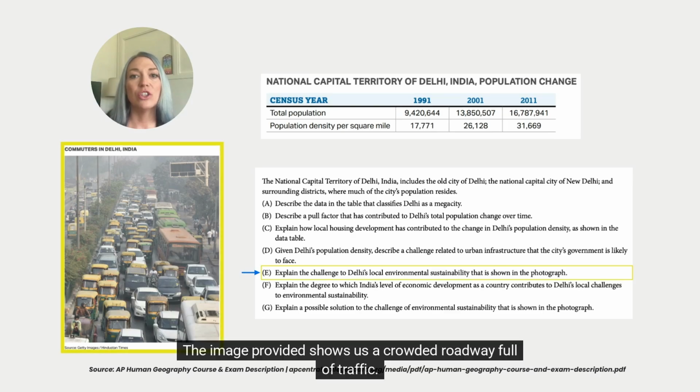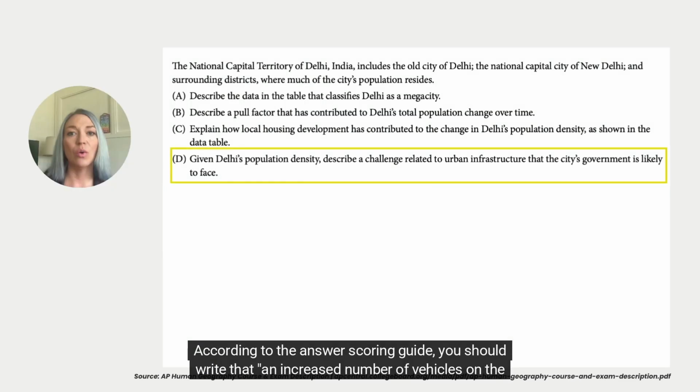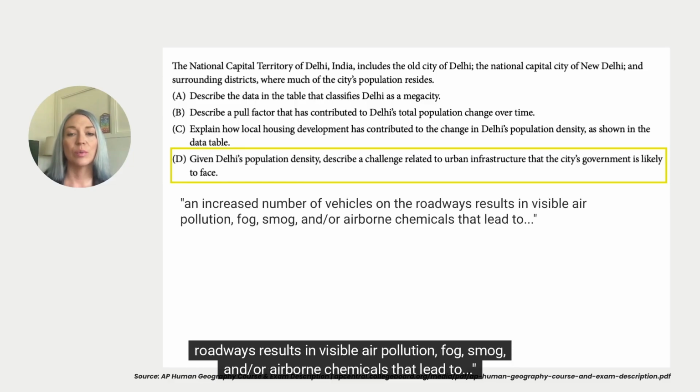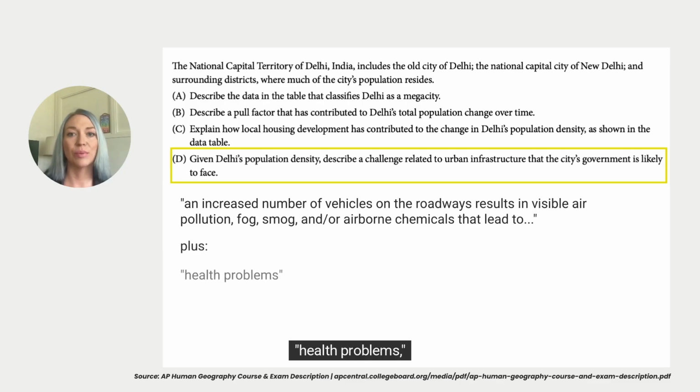The image provided shows us a crowded roadway full of traffic. This can lead to increased air pollution and other issues. According to the answer scoring guide, you should write that an increased number of vehicles on the roadways results in visible air pollution, fog, smog, and/or airborne chemicals that lead to health problems or transportation accidents.